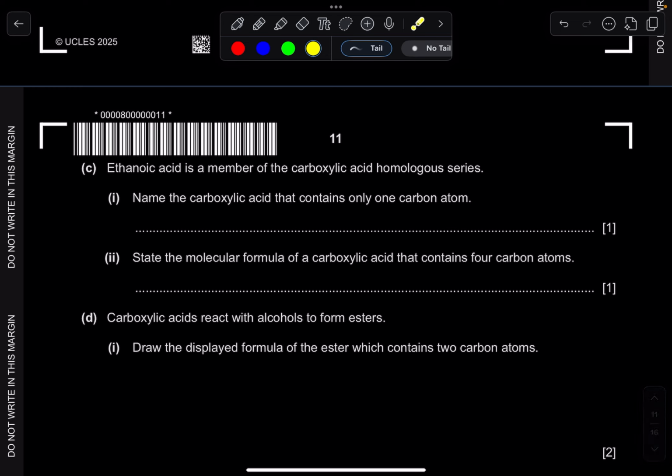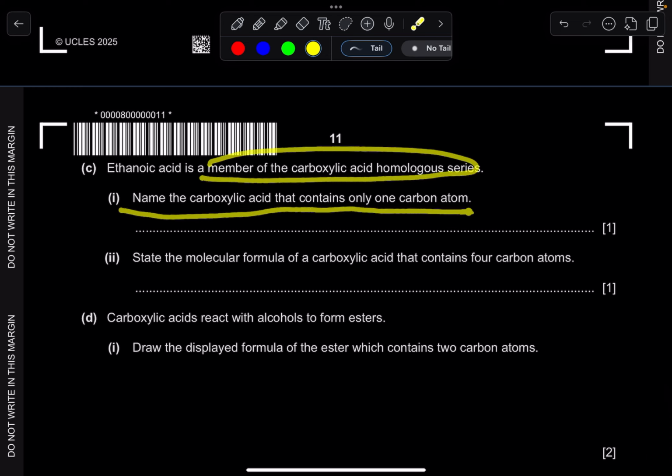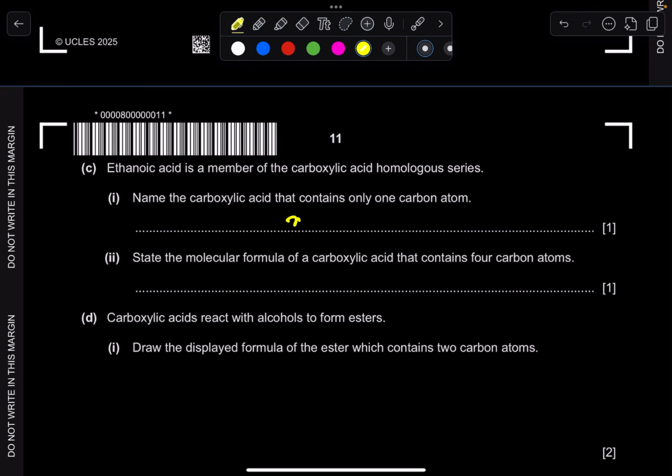Okay, ethanoic acid is a member of the carboxylic acid homologous series. Name the carboxylic acid that contains only 1 carbon. We are talking about methanoic acid. Methanoic acid contains only 1 carbon. Meth, eth, prop, but, just learn it.